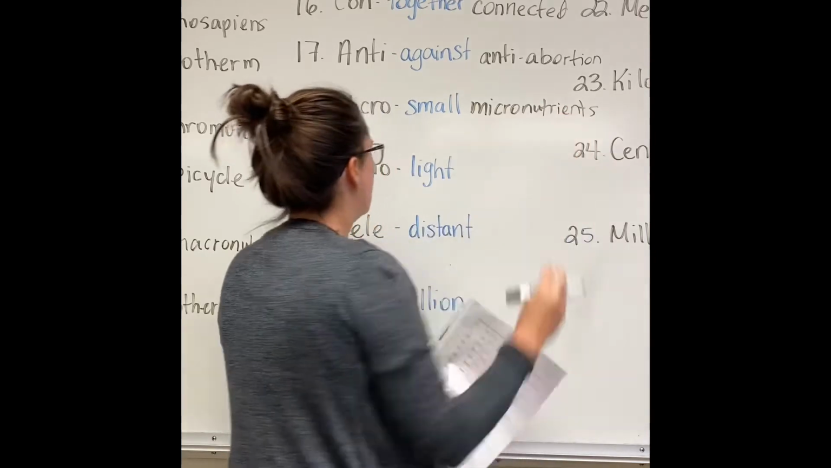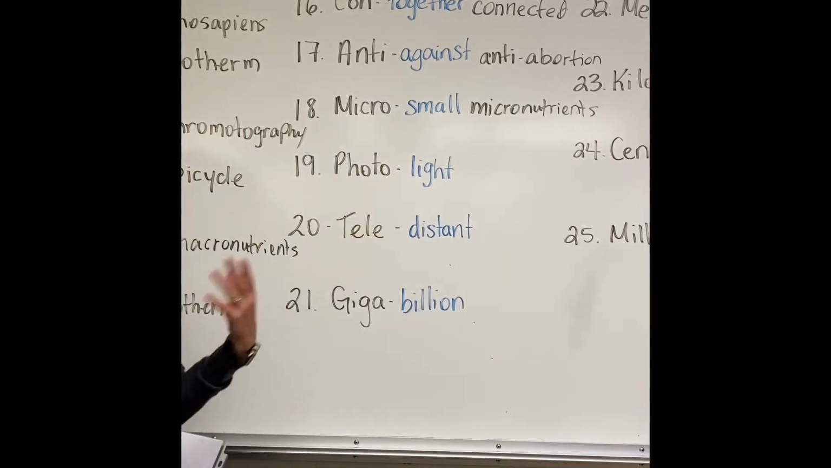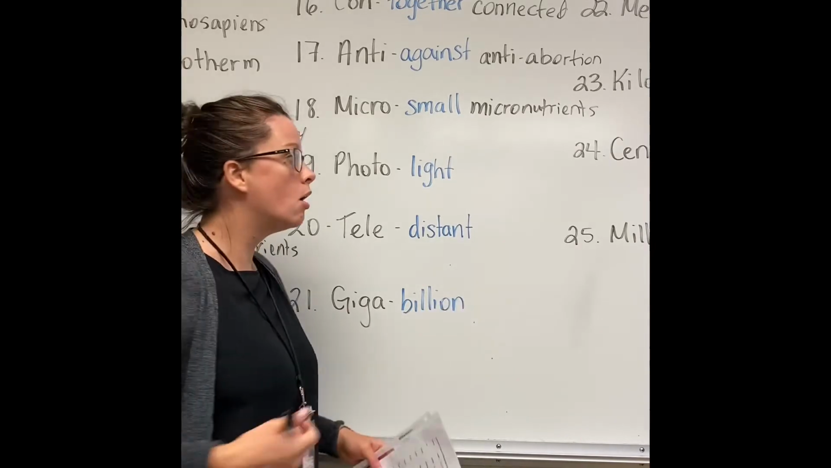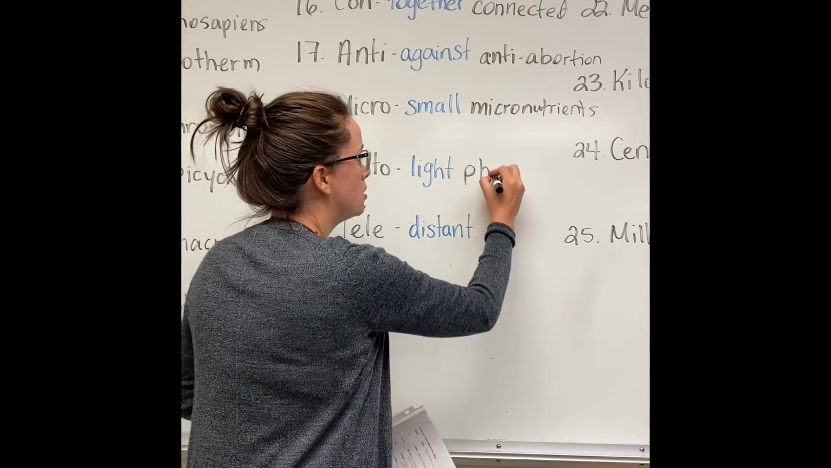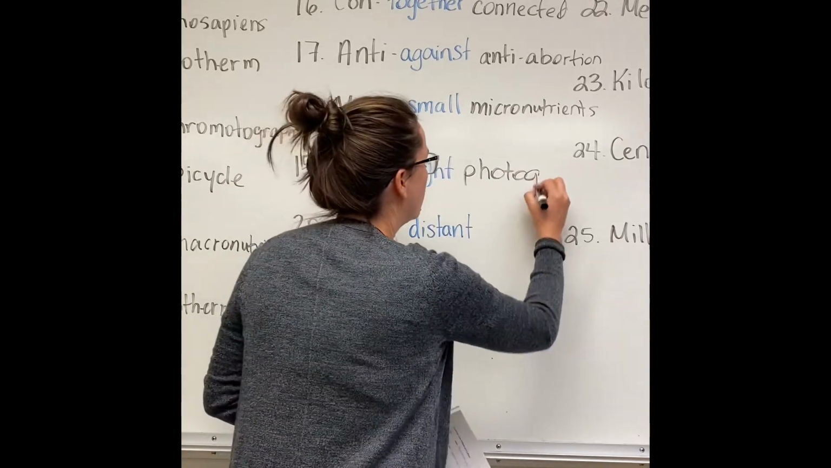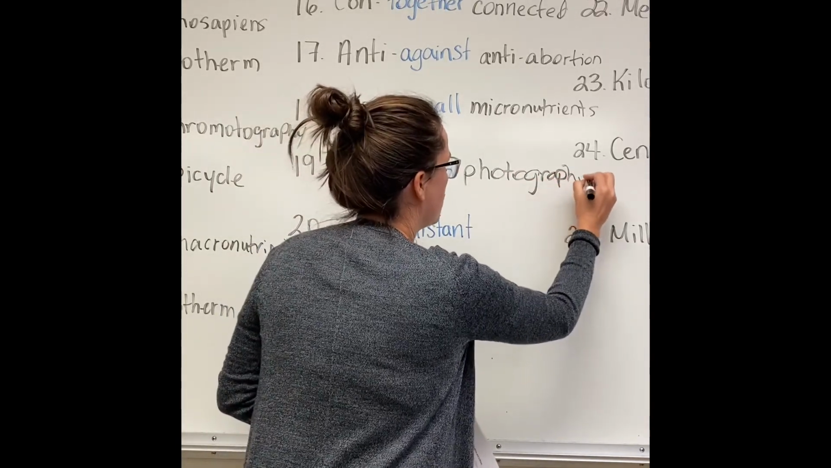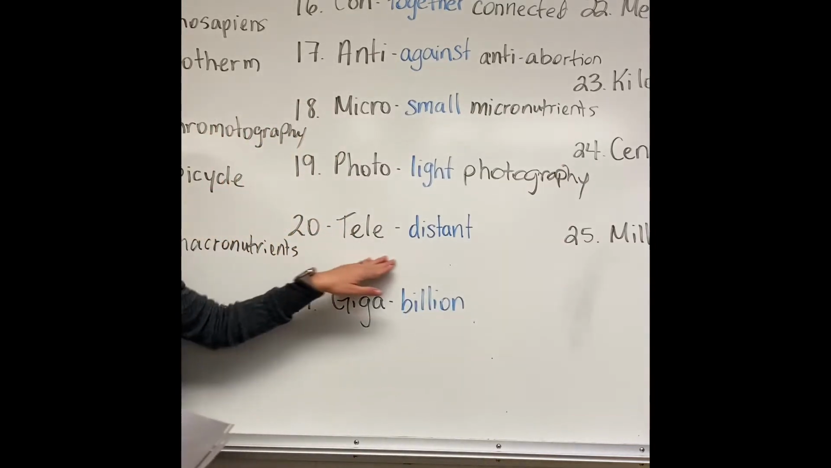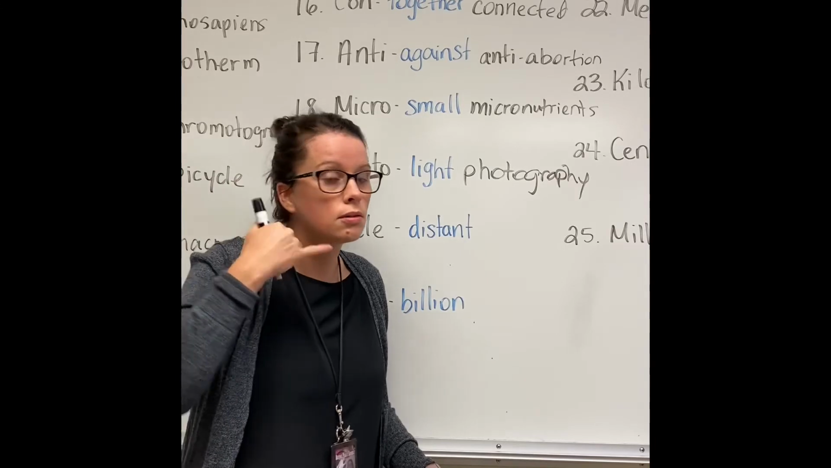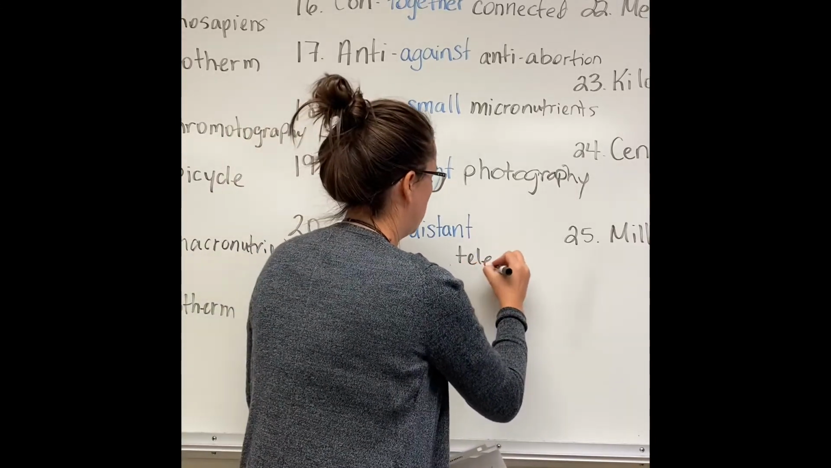Okay. Photo. Photo means light, so things like photosynthesis, that's how plants grow through light. Or, as a lot of you like to do with Snapchat, photography. We're all really good at that, right? Right, so photography. Tele means a distance, it travels over a distance, so the telephone. Telephone.